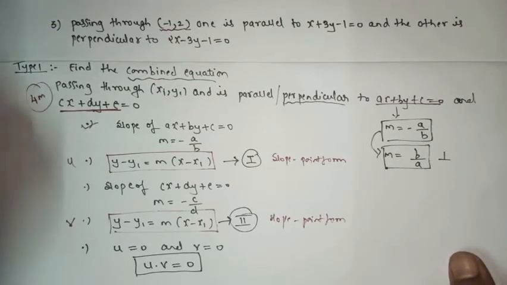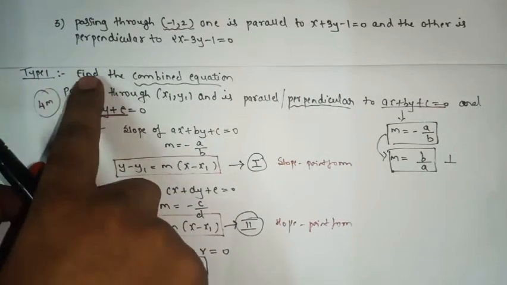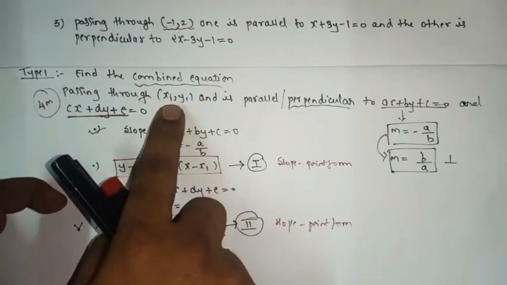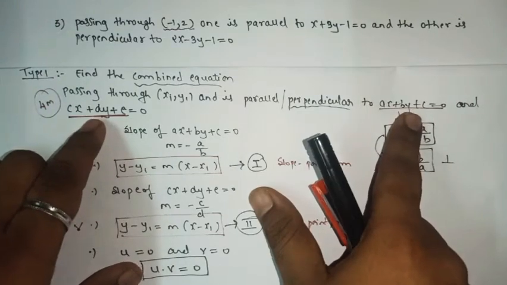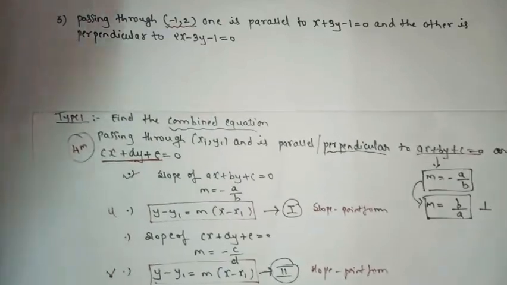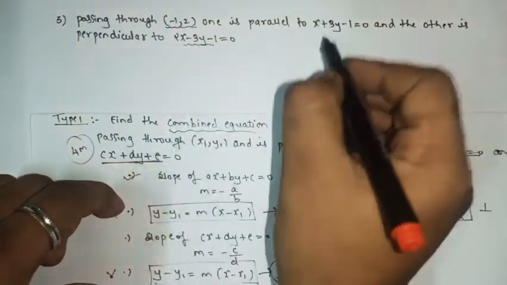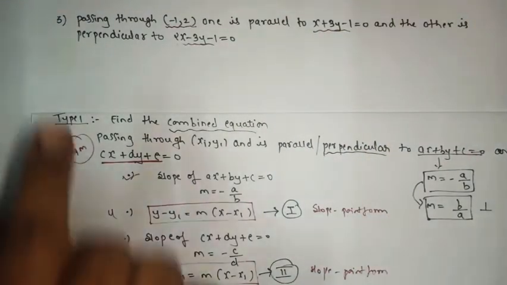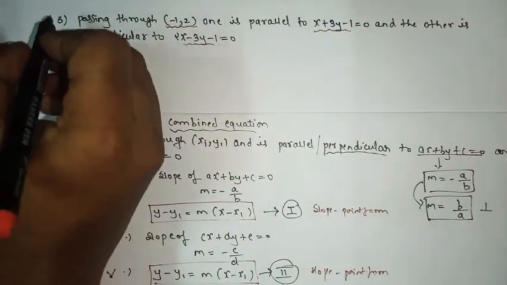So we'll see the sum based on this type, passing through, where we have to find the combined equation only, but it is passing through x1 y1 and it is parallel or perpendicular to a given linear equation. Now some students will think and say, sir, can we multiply these two linear equations directly to find our combined equation? No, because the statement says we have to find the combined equation.